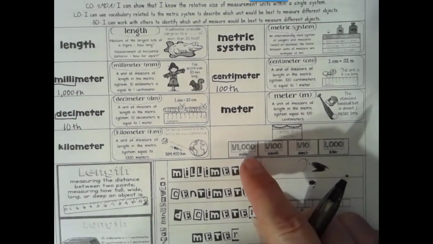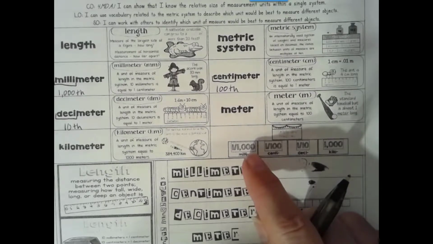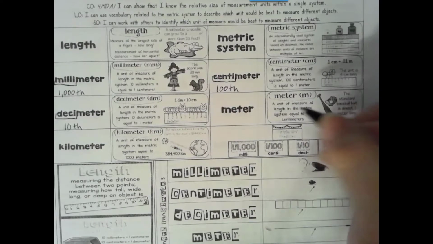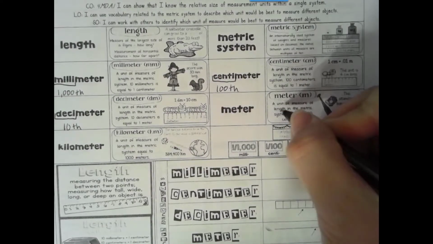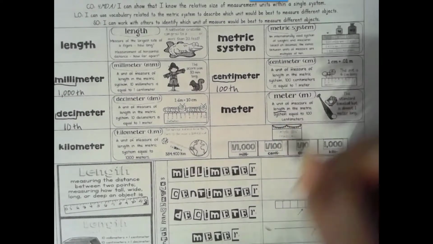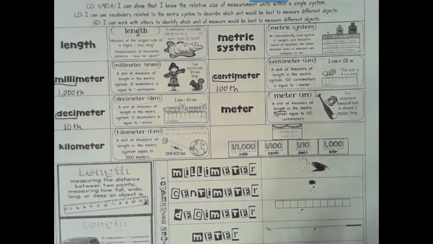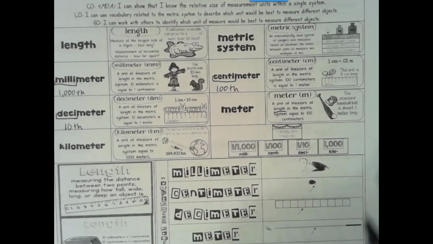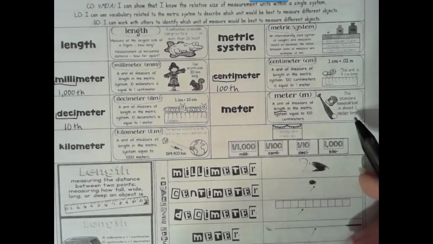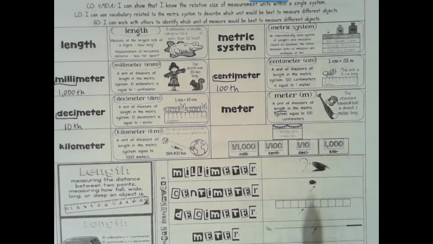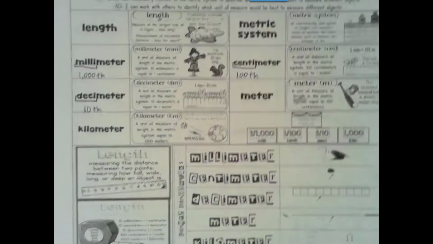Meter, a unit of measure of length in the metric system, equal to 100 centimeters. So this is a length. Meter is always dealing with length. The standard baseball bat is almost 1 meter long. So if you want to picture what a meter is, just imagine a baseball bat.